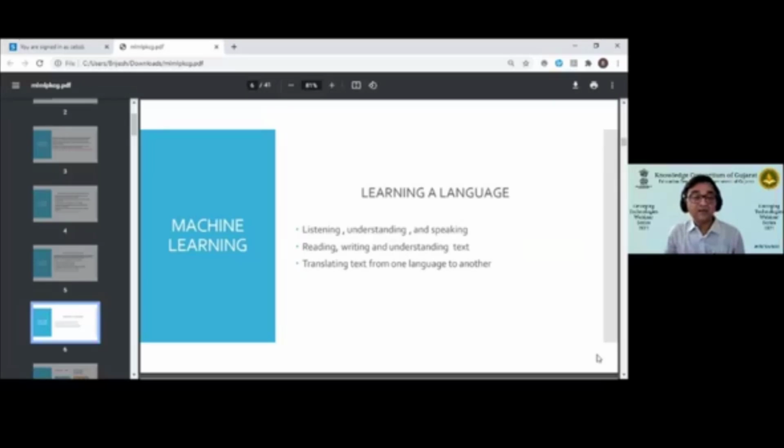And these are the key problems like listening, understanding, speaking, which maps to speech to text, text to speech, voice recognition kind of problems. Reading, writing, and understanding text data has become a much more interesting problem these days, simply for the reason that in the last couple of decades, the data available online in text form has grown immensely. There are a lot of blogs, a lot of social networks where people keep on posting messages.